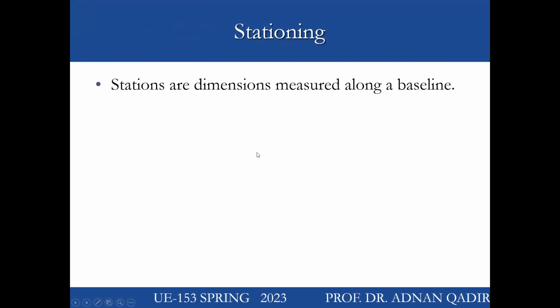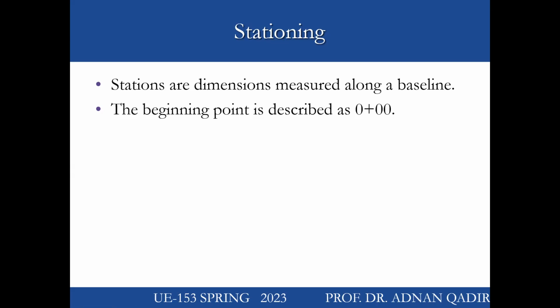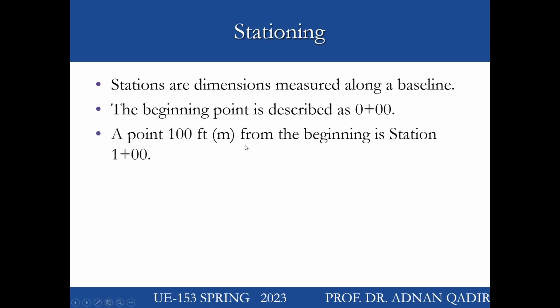Then comes another terminology that we call stationing. These are dimensions measured along a baseline. The beginning point is always 0 plus 00 if you are using a foot-ground system, or it can be 0 plus 000 if you're talking about a metric system. A point 100 feet means it's 1 plus 00.